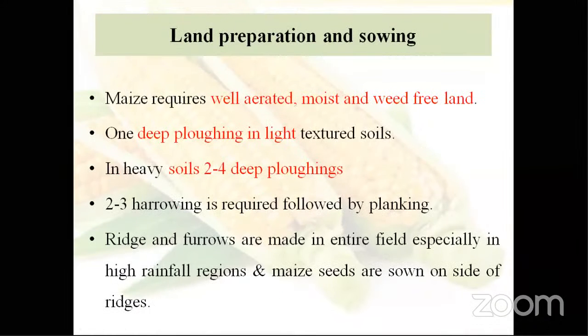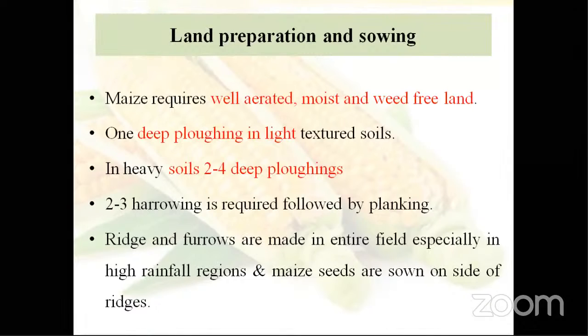Then come to land preparation. Now we are ready with the seeds, and now we are going to sow the crop. What we have to sow? Where we have to sow? You have to prepare a field, you have to prepare a seed bed. Maize requires well aerated, moist and weed-free land. For that, what we have to do?